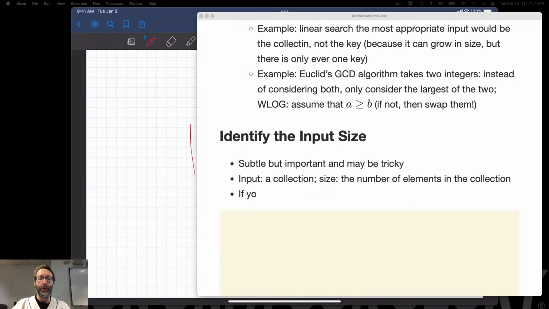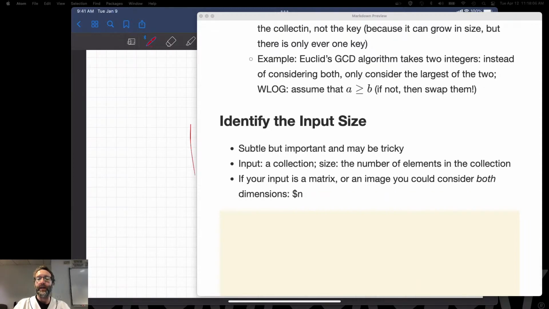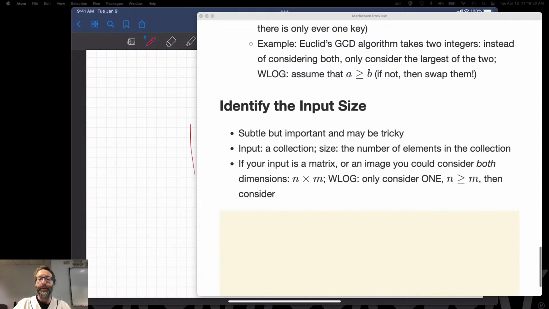If your input is a matrix or an image, you could consider both dimensions. So, for example, you'd have an n by m matrix, or an n by n image that you need to rotate or translate from RGB to CMYK for printing or something like that. Again, without loss of generality, only consider one. Suppose that n is greater than or equal to m. Then consider n, excuse me.